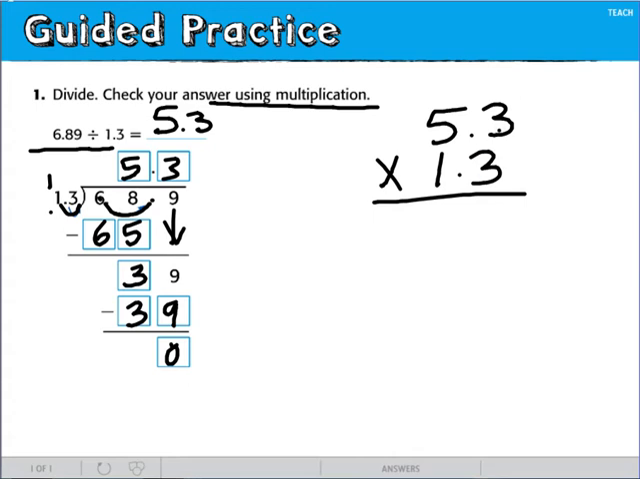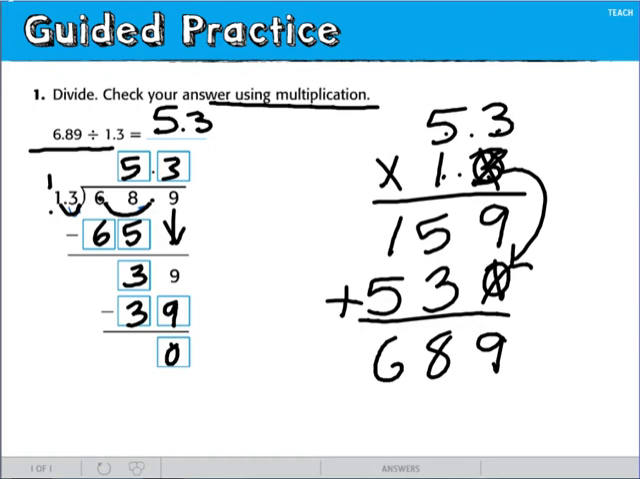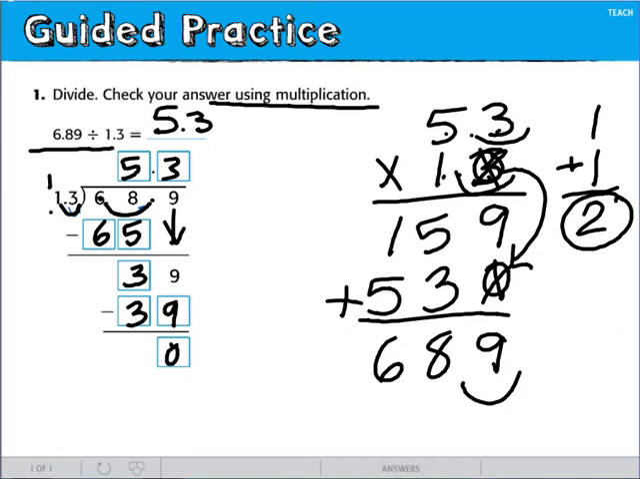Hopefully. 3 times 3 is 9. 3 times 5 is 15. 1 times 3. Oh, I need a placeholder, right? Don't forget your placeholder. Boom. Placeholder. Okay? 1 times 3 is? 1 times 5 is? 5. Add that together. 9, 8, 6. 1 decimal place here. 1 decimal place here. I add those together. I need how many? 2 decimal places. 1, 2. 6 and 89 hundredths. So my answer is correct.